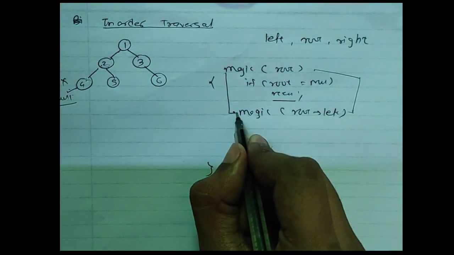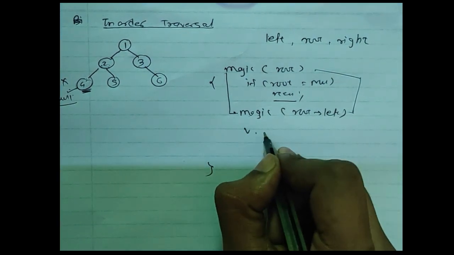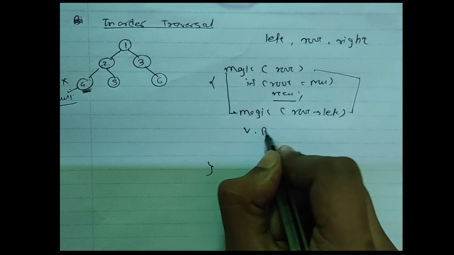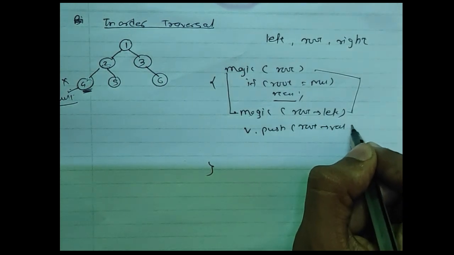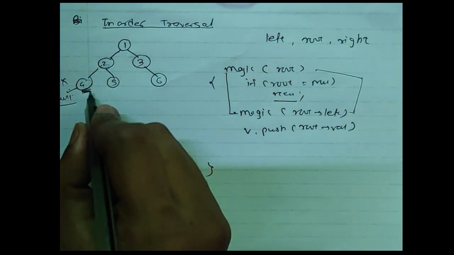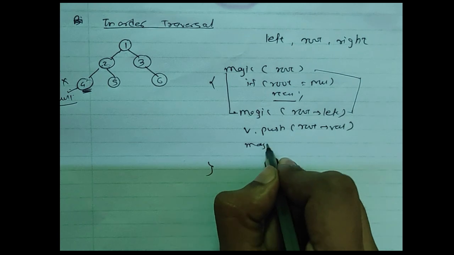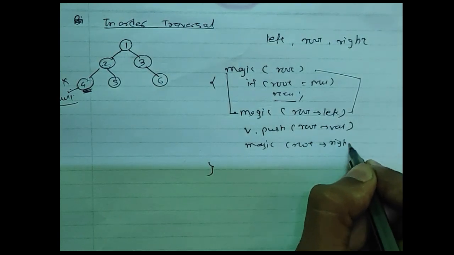As this is exhausted, we will have to return this value. So we will put the value in the vector v. So v dot push the root's value. As the root's value is checked, we will have to check the right of this. So call magic root right.